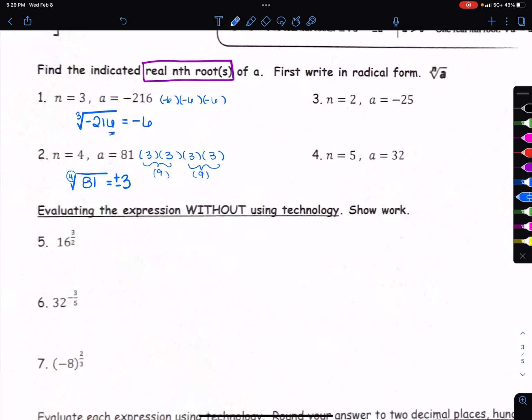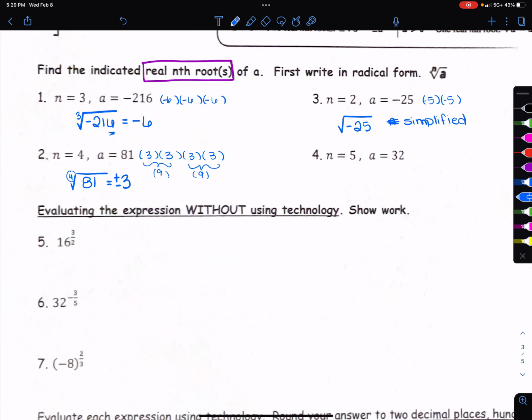All right, number 3. I want to take the square root of negative 25. What two numbers times themselves would give me negative 25? There are none, because 5 times 5 makes 25. Negative 5 times negative 5 makes 25. So this one here cannot be simplified further. So I'm just going to put simplified. There's nothing else we can do to that one.